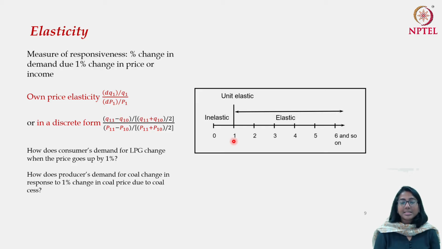The second part is actually very interesting. This is the unit elastic demand. What is unit elastic demand? Here the own price elasticity is equal to 1. That means that the percentage change in price will be exactly equal to the percentage change in demand. So if there is a 1% change in price, it will lead to a 1% change in demand.